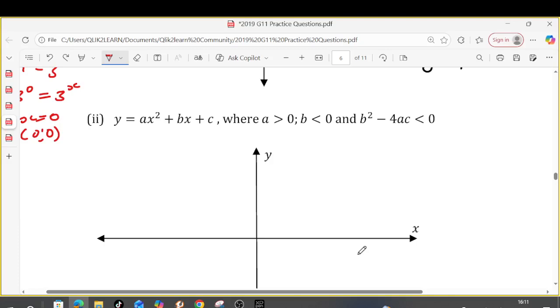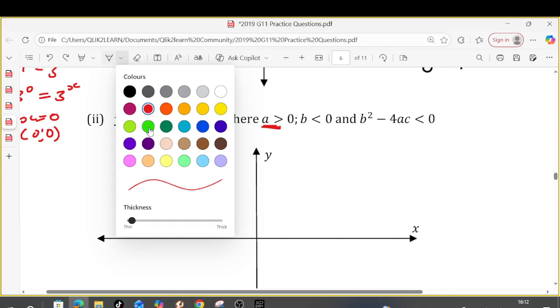They say that y is equal to ax squared plus bx plus c. They give us this in the form of a quadratic, where a is greater than 0. Let's start with this a greater than 0. If a is greater than 0, what is that telling you about the shape of the graph? It will be concave up.